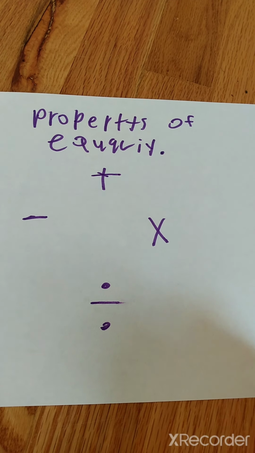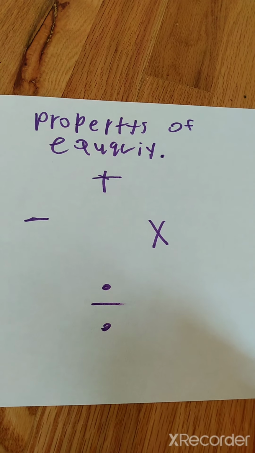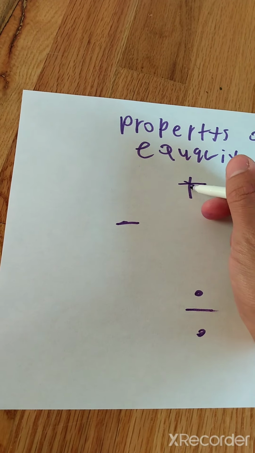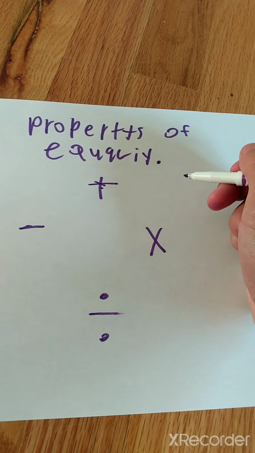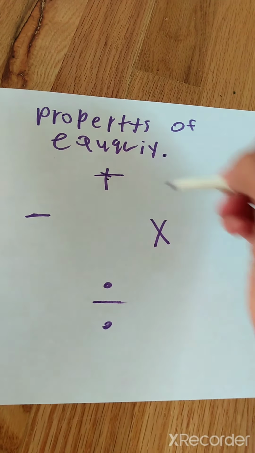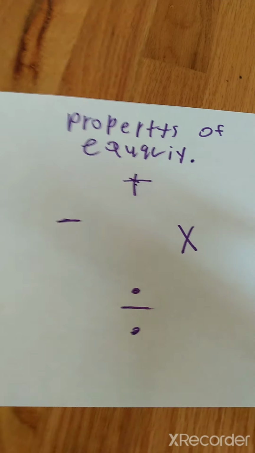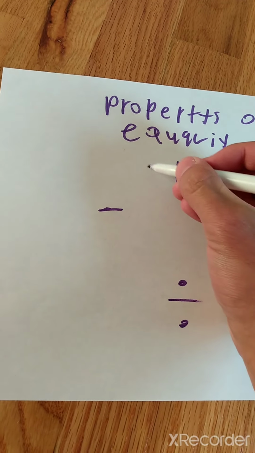Let's move on to the properties of inequality. Let's start with addition, because when you're doing properties of inequality, they all work for all four operations. So let's start with addition.